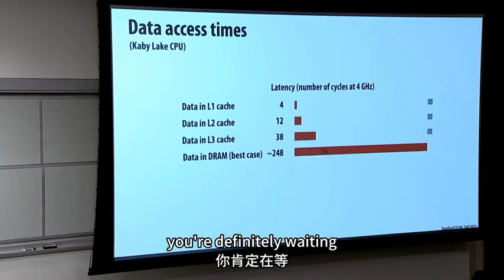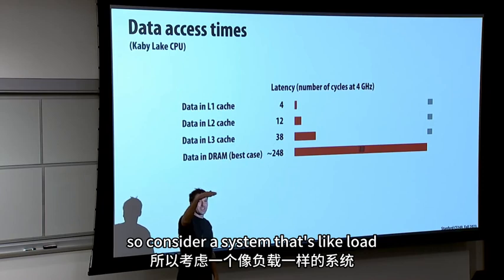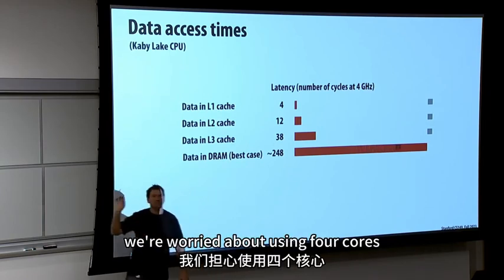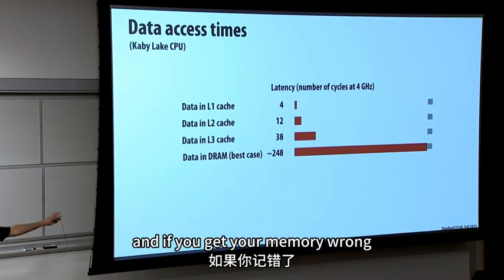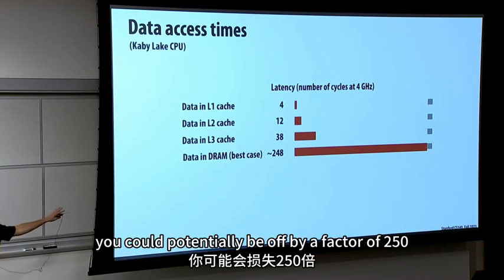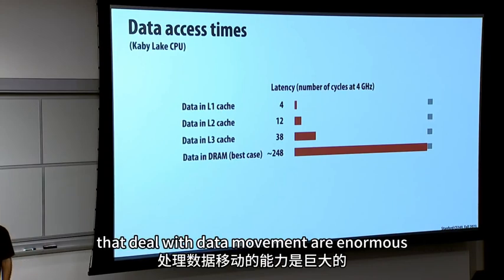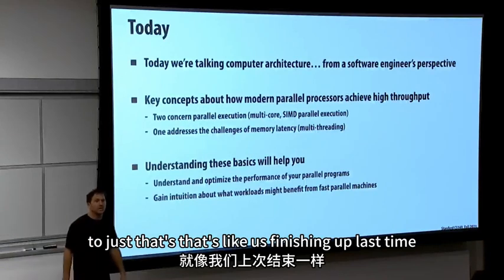You're definitely waiting. So consider a system that's like load, do some math, load, do some math. We're worried about using 4 cores, getting a 4x speedup, and if you get your memory wrong, you could potentially be off by a factor of 250. So the scale of these effects that deal with data movement are enormous. That's us finishing up last time.